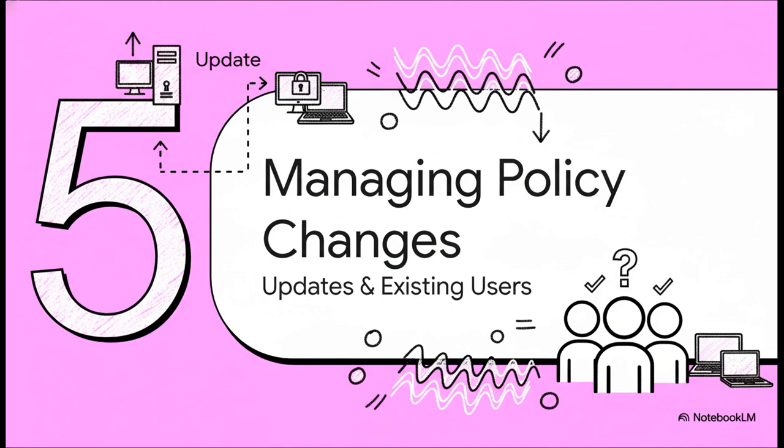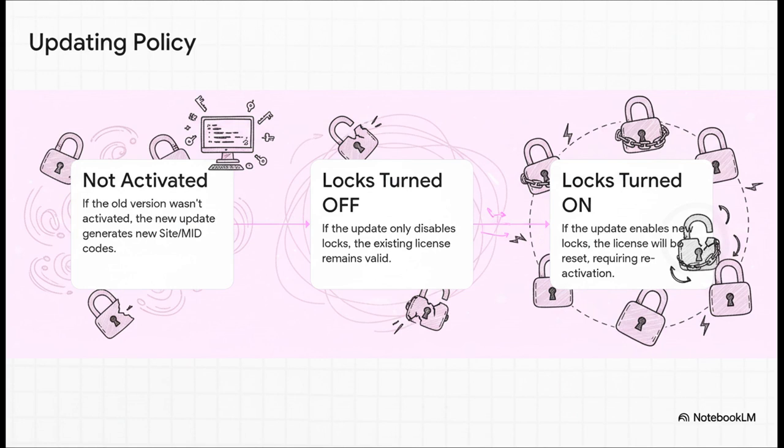Finally, let's talk about something really practical that you're definitely going to run into. You've released your application out in the wild, and now you want to push an update with a new, maybe stronger machine locking policy. What happens to all of your already activated users? Well, the outcome really depends on the user's situation. Scenario 1, if a user hadn't activated yet, no big deal, the new version just generates new codes for them. Now, what if your update only removes locks, making the policy a bit more lenient? Good news, existing licenses stay valid.